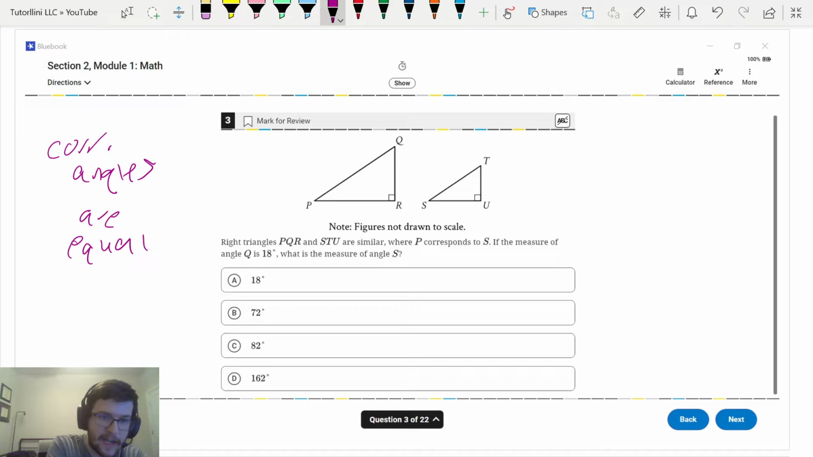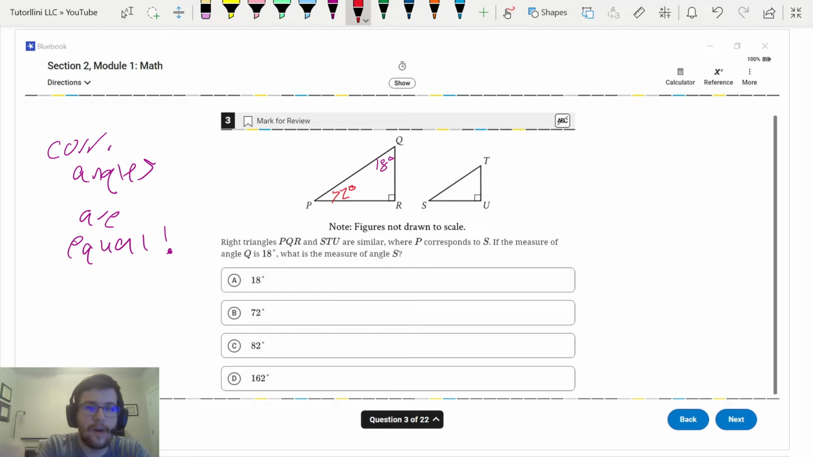And the corresponding side lengths are proportional. So corresponding angles are equal, and the corresponding side lengths are proportional. So the order that they show up in the similarity statement tells you the equivalent angle. So angle P equals angle S, angle Q equals angle T, and angle R equals angle U. So it says angle Q is 18. So let's label that. And then it's a right triangle, so 180 degrees minus 90. So angle P is the complement, so 90 minus 18. And we get 72 degrees.